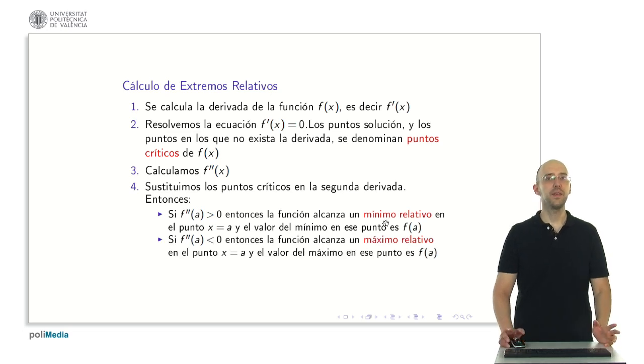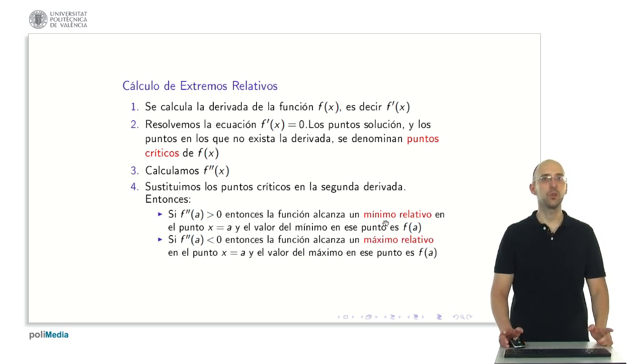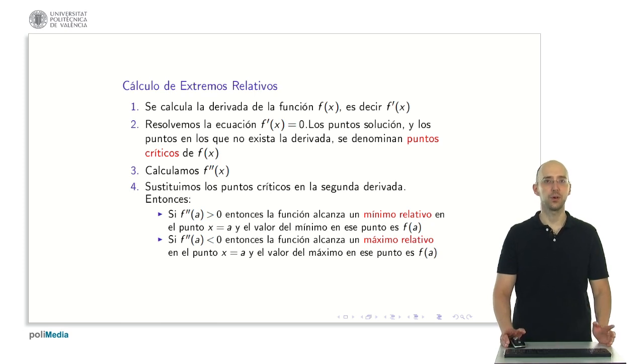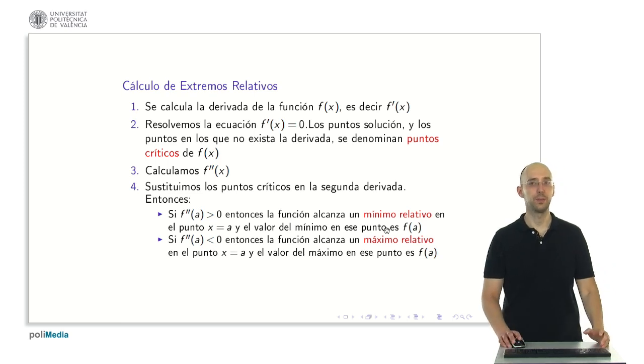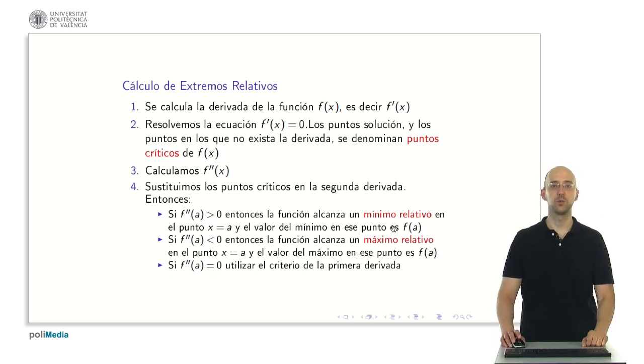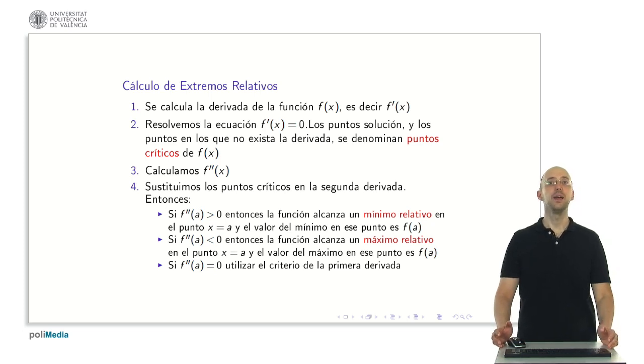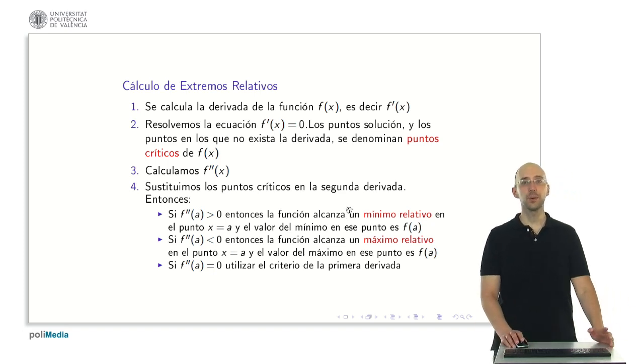Conversely, if the second derivative at the critical point is negative, the function reaches a relative maximum. The value of this relative maximum is f of a, meaning you take the critical value, substitute it into the original function, and that will be the relative maximum value of the function. What occurs if the second derivative is equal to 0? In such cases, we apply the first derivative criterion to determine if it corresponds to a relative maximum or a relative minimum. Let's see this with an example.